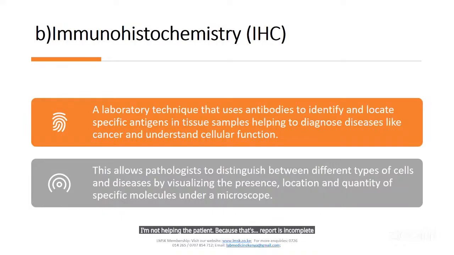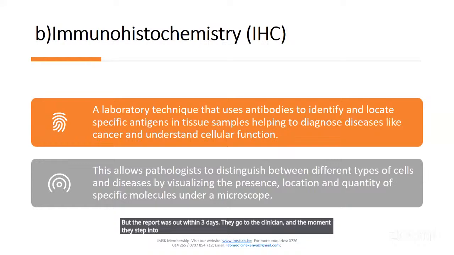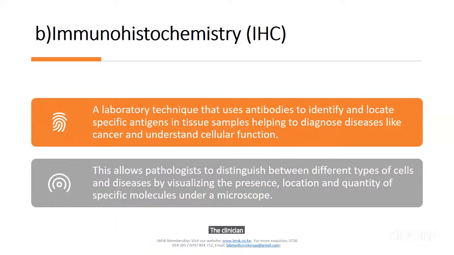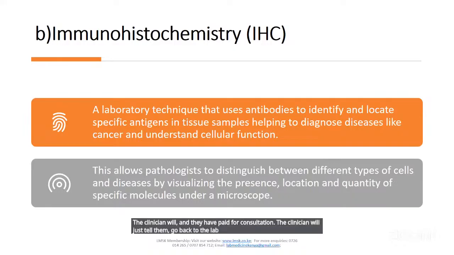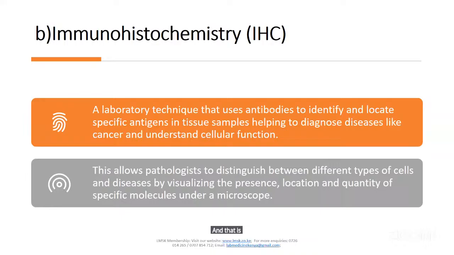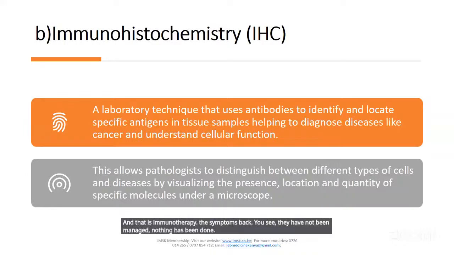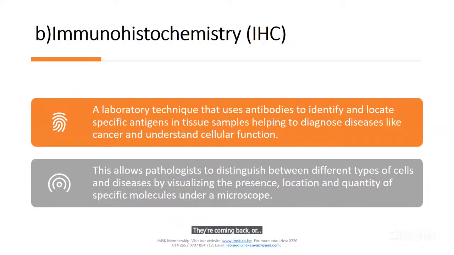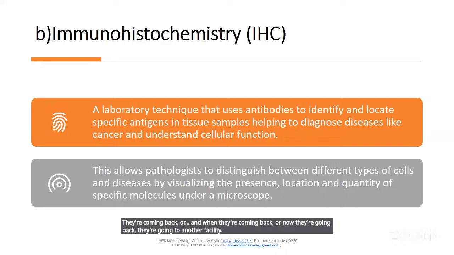You have to do IHC. Because this patient will take that report, that the report was out within 3 days, and go to the clinician, and the moment they step into the clinician's room, and they have paid for consultation, the clinician will just tell them, go back to the lab for additional tests, and that is immunohistochemistry. The patient comes back. You see, they have not been managed. Nothing has been done. They're going to another facility which can do immunohistochemistry.